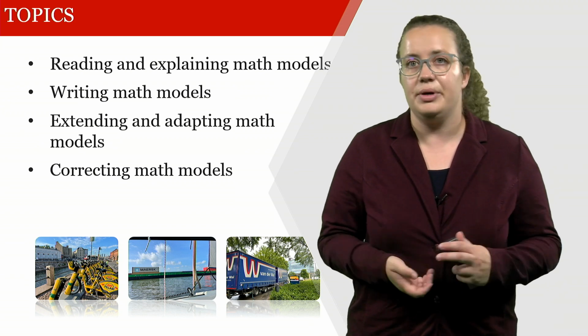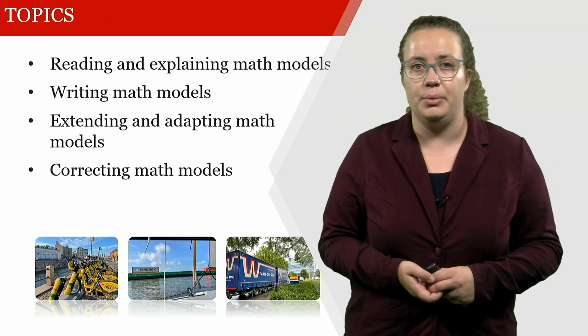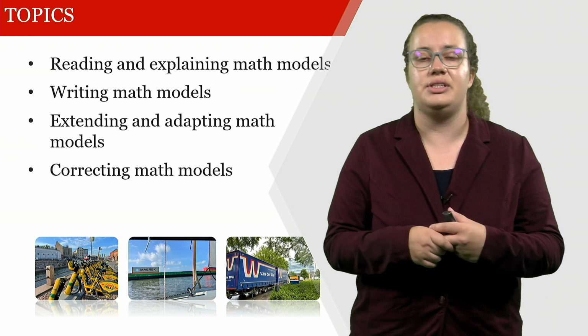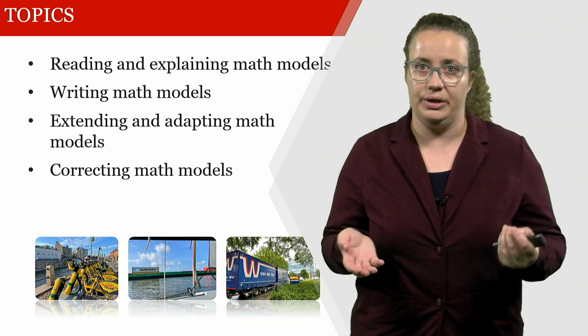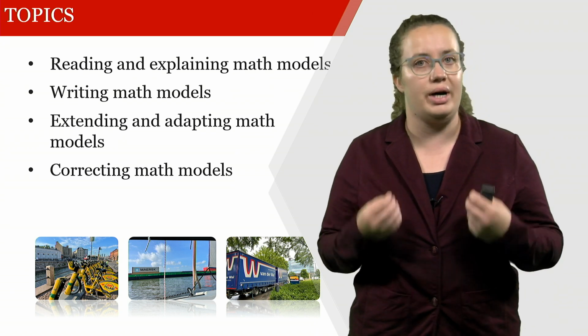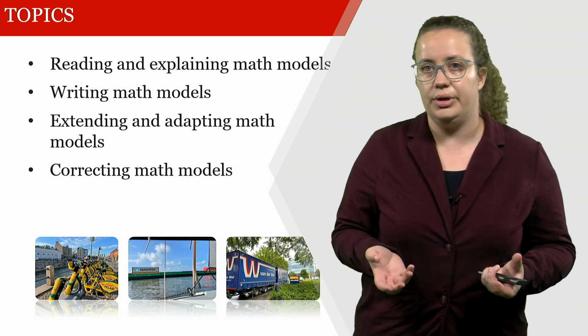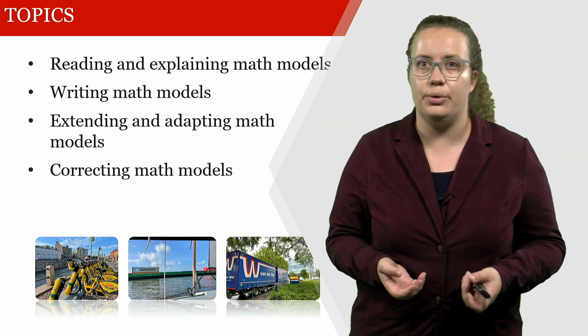And lastly, we're going to look into correcting math models. For example, the task would be something like, you see that this mathematical model gives you this very weird solution. Explain to me why this is a weird solution, and how you can correct this mathematical model so that it no longer gives you this weird solution.